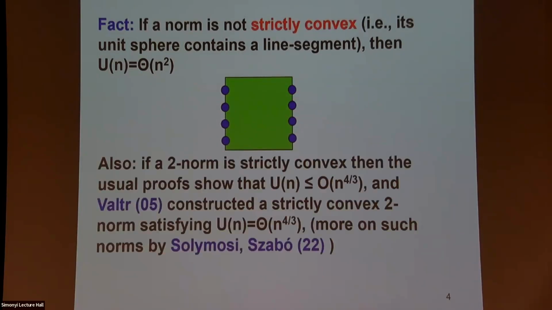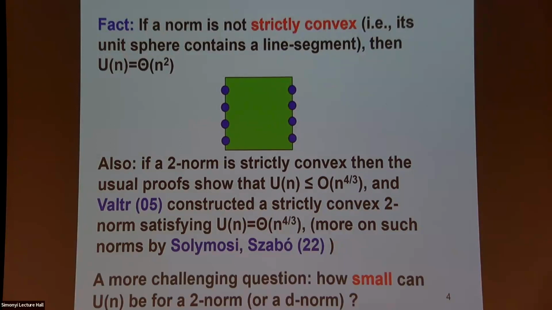On the other hand, if a two norm, so let's talk now about the plane, is strictly convex, then basically all the proofs that give the known upper bound of n to the 4/3 work for this general case as well. So n to the 4/3 is also an upper bound. And Valtr, and maybe more generally Brass, Matoušek and Szabó, constructed some strictly convex two norms showing that this is tight: you can put n points and get n to the 4/3 unit distances. So this question is pretty much understood.